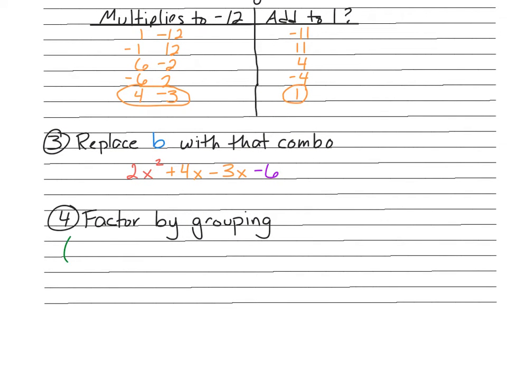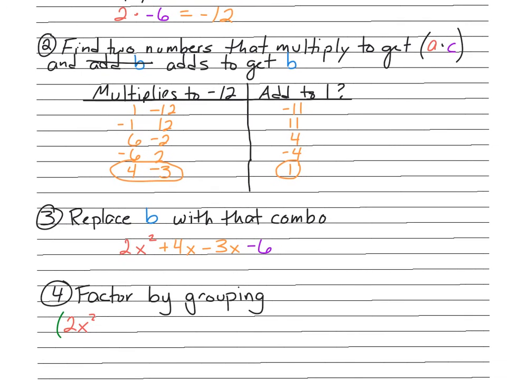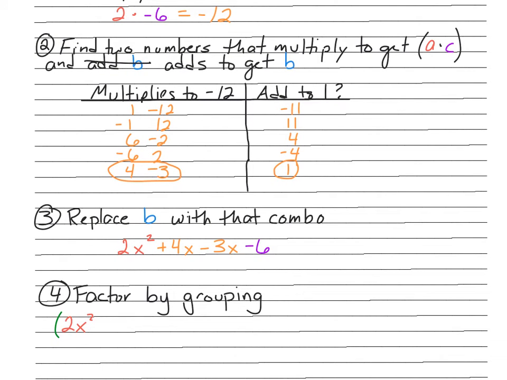So I'm going to put parentheses. I can only get a tip out there. So put the 4x, and then I can close that parenthesis, and then the negative 3x minus 6.